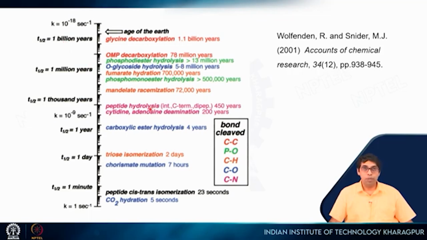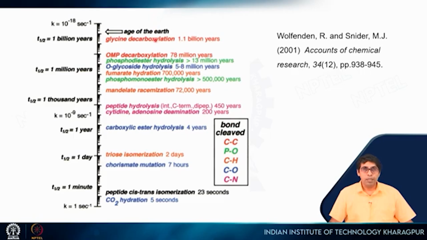Let us take the example of peptide hydrolysis. A peptide, if it hydrolyzes on its own, takes around 400 years, right. The half-life is around 400 years. Now, for the reaction to reach almost 99% completion, you need around 5 half-lives, right. So, 400 times 5 will be 2000 years, right.